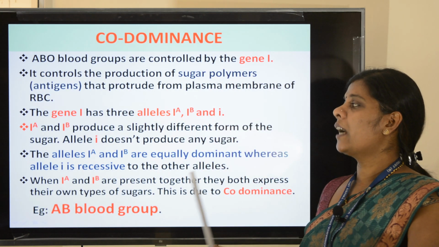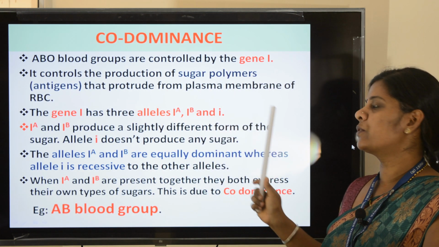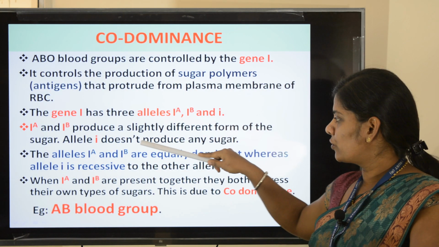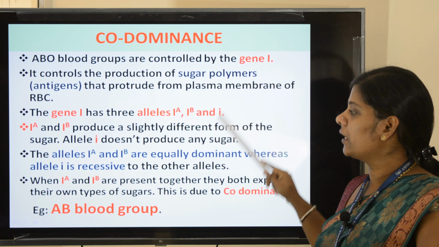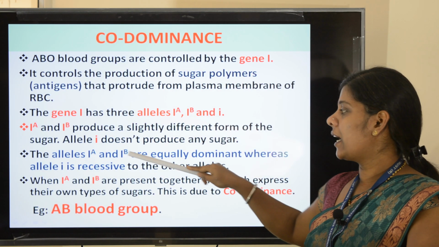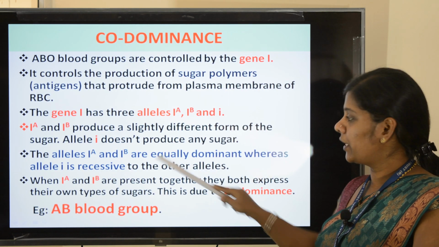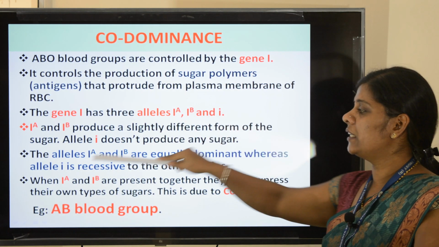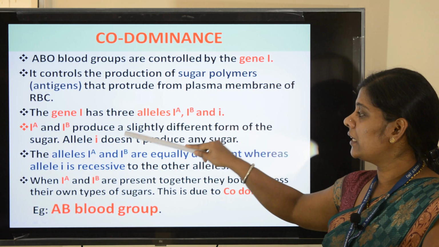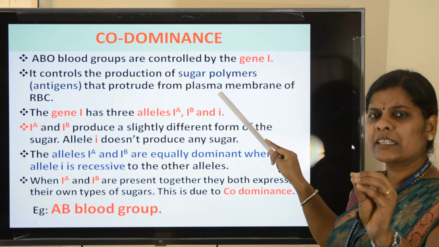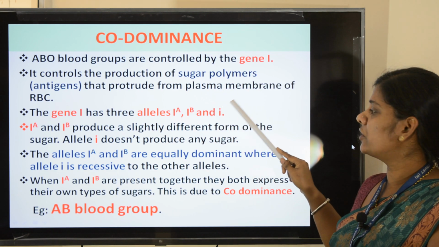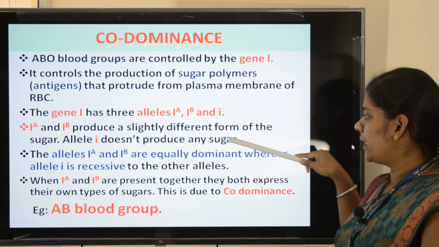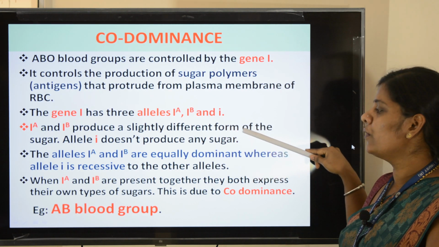Here IA and IB produce slightly different types of sugar or antigen. Allele i does not produce any sugar. So alleles IA and IB are equally dominant, whereas allele i is recessive. Alleles IA and IB produce slightly different types of sugar or antigen on the surface of RBC, whereas allele i does not produce any sugar or antigen on the surface of RBC.